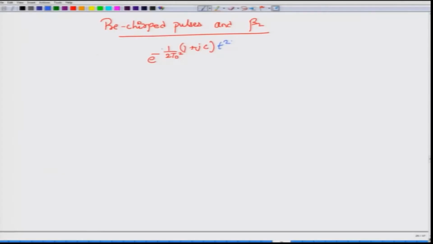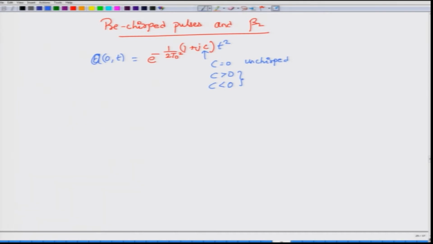The general expression for the electric field of a pre-chirped pulse, or at least the pulse envelope, apart from some constant which I have taken to be equal to 1, is that you do not just have e power minus 1 by 2 t square by t 0 square, but you actually have this parameter c, which is called the chirp parameter. Of course, when you put c equal to 0, you obtain no chirp, that is when the pulses are called unchirped, and when c is greater than 0 or c is less than 0, you get two different types of chirping.